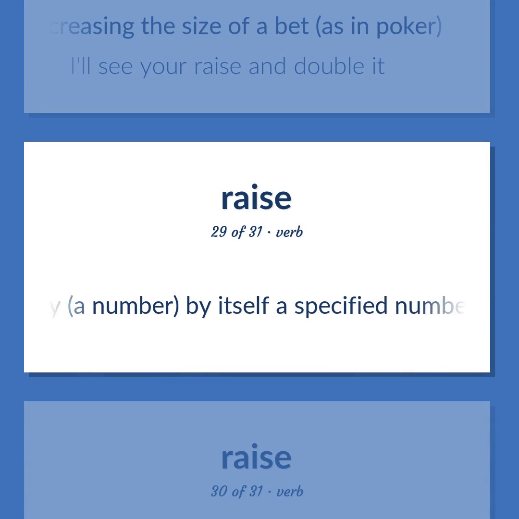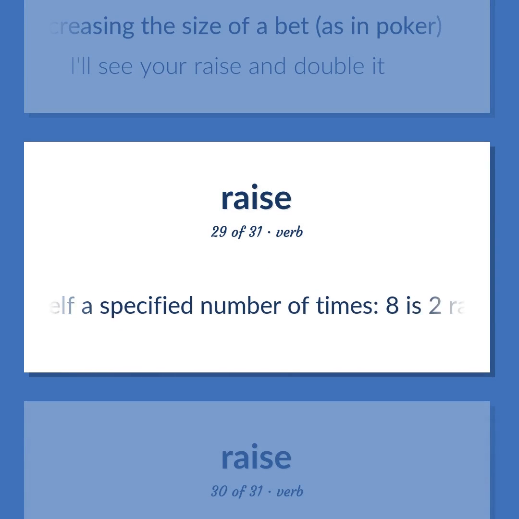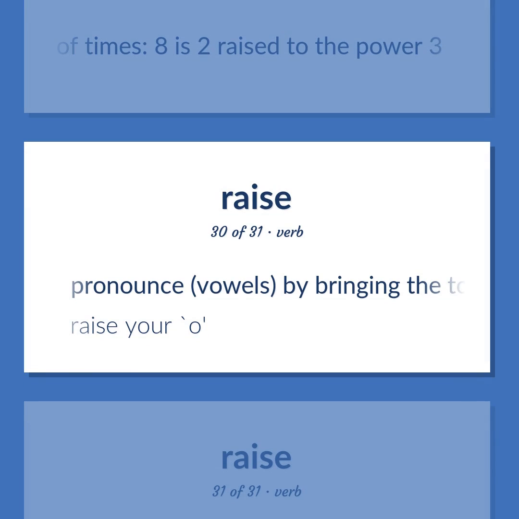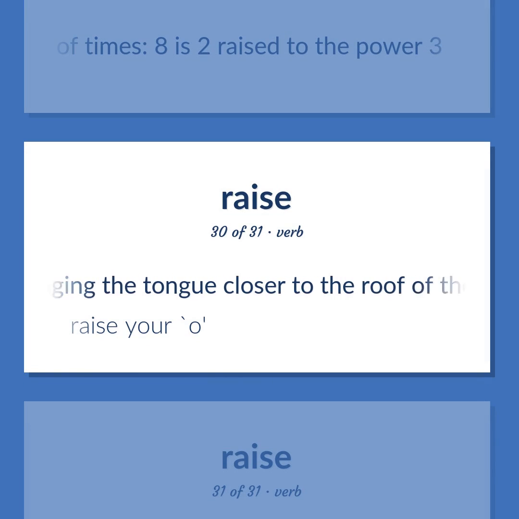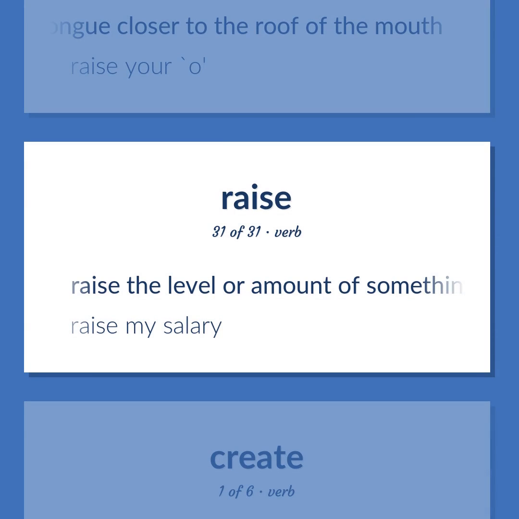Multiply a number by itself a specified number of times. 8 is 2 raised to the power 3. Pronounce vowels by bringing the tongue closer to the roof of the mouth. Raise your O. Raise the level or amount of something. Raise my salary.